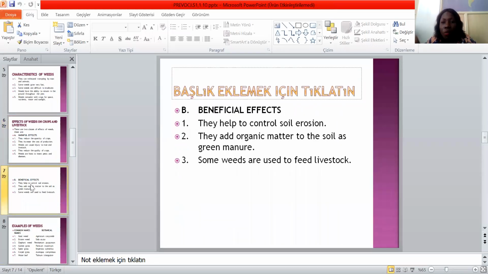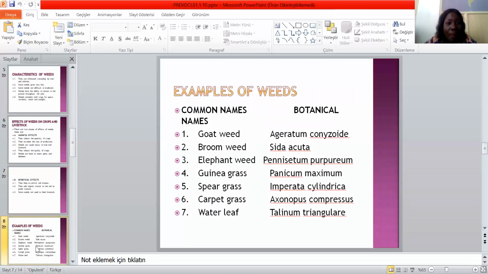Beneficial effects, how good are they to us? They help us to control erosion. They add organic matter to the soil in form of green manure. Then some of them can be used to feed farm animals.